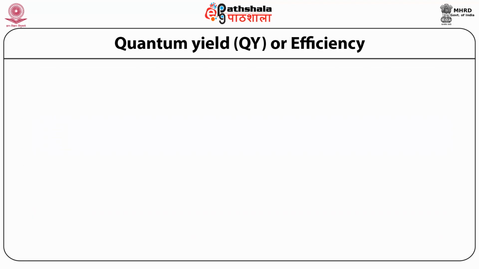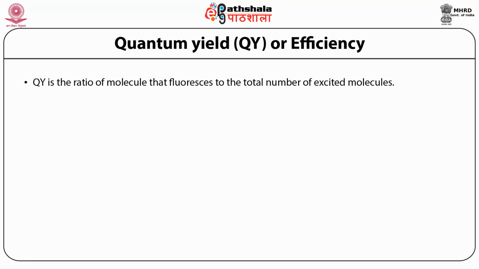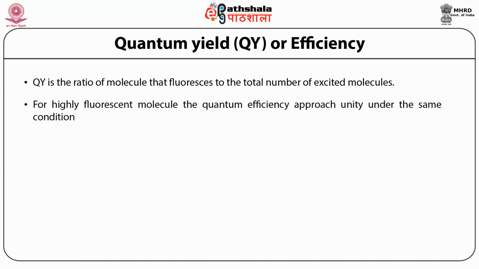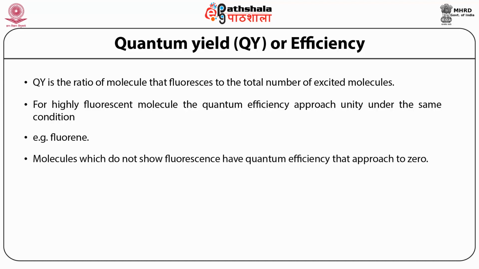Quantum yield or quantum efficiency. Quantum yield is the ratio of molecules that fluoresce to the total number of excited molecules. So it indicates that not all the molecules that get excited show fluorescence. For highly fluorescent molecules, the quantum efficiency approaches unity under the same conditions. An example of such a compound is fluorescein. Molecules which do not show fluorescence have a quantum efficiency that approaches zero.